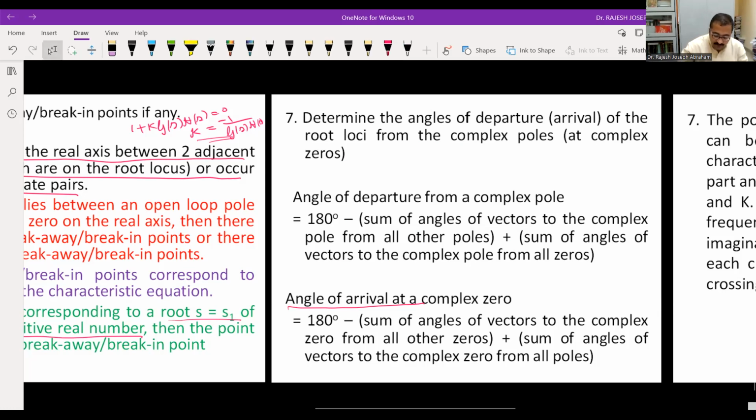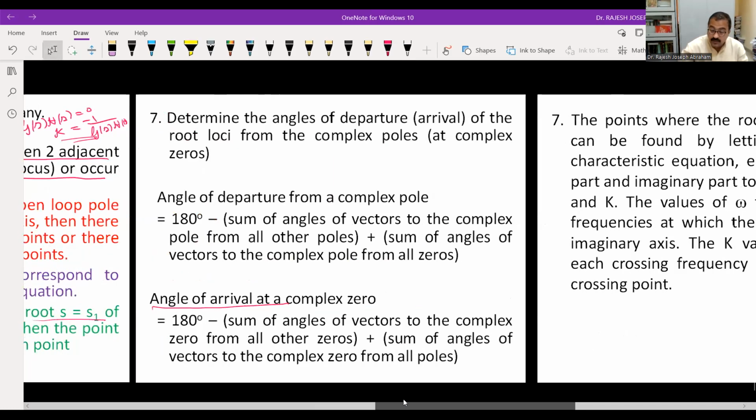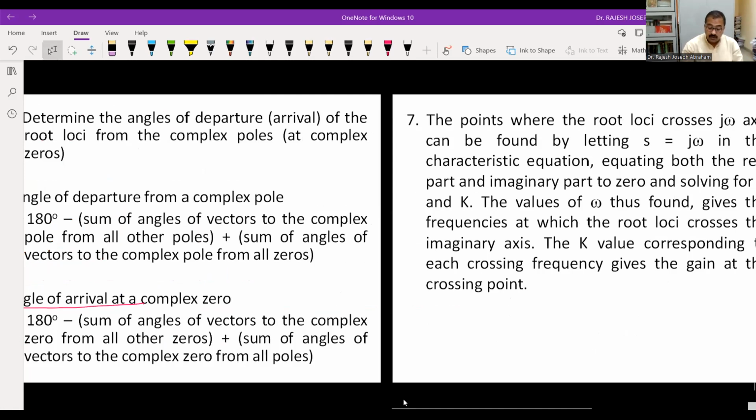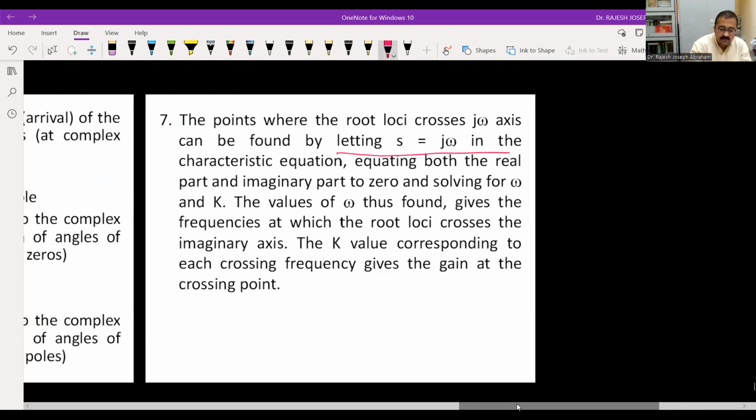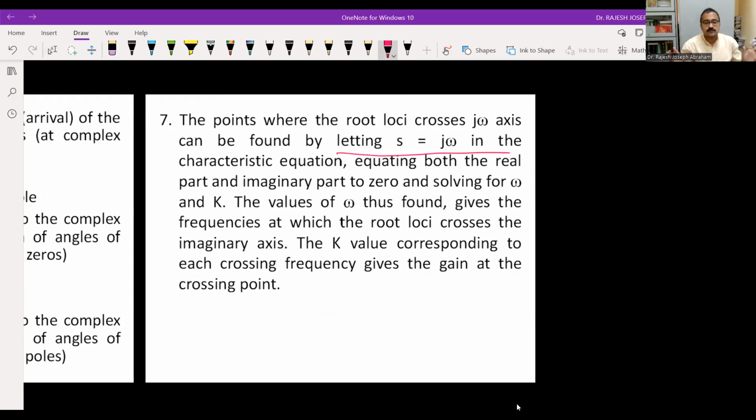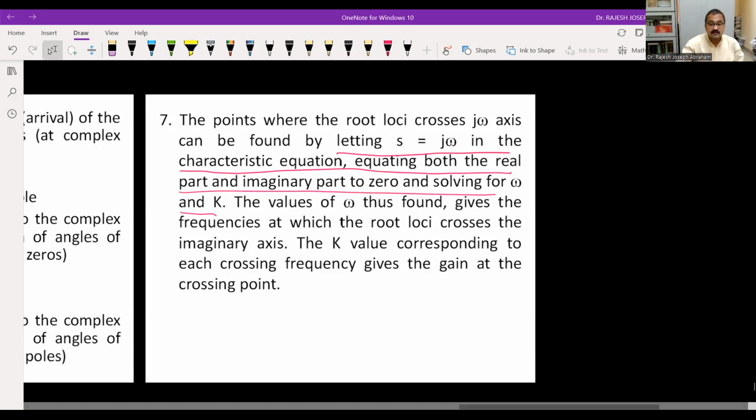And finally, you can find the point at which the root locus crosses the imaginary axis. It can be found by putting s equal to j omega in the characteristic equation, equating the real part and imaginary part to 0, and then solving for omega and k. So when you equate the real part and imaginary part to 0, you get two equations and two unknowns. One unknown is k and one unknown is omega. They can be solved for finding the value at which the root locus cuts the imaginary axis.